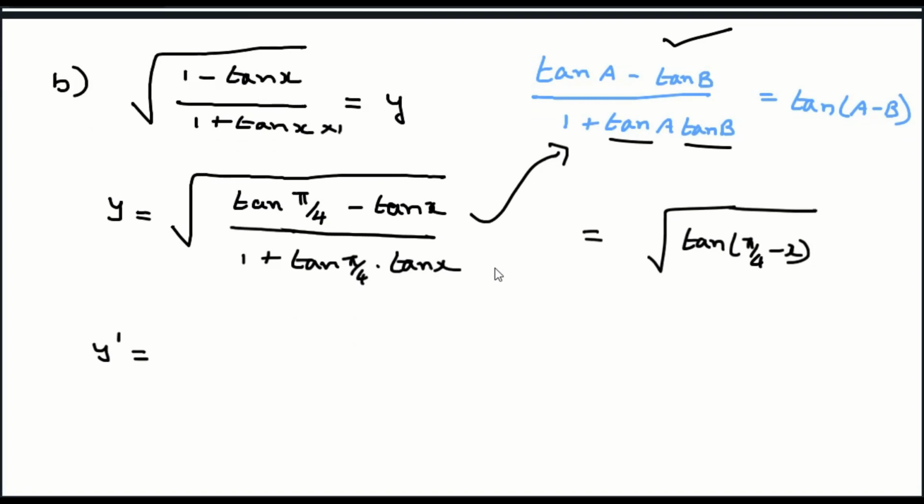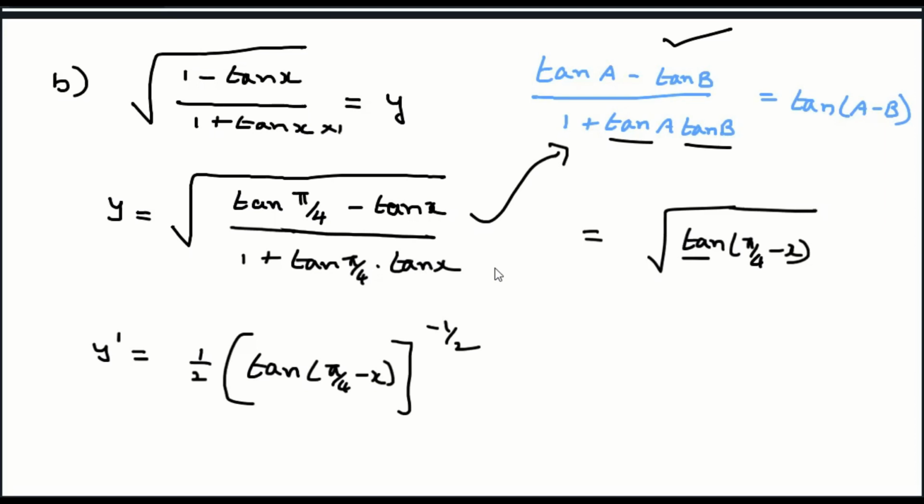Differential of root x is half root x, right? Half into root x, 1 by root x. So this is 1 by 2 into tan of pi by 4 minus x power negative 1. So this becomes minus half. So first I have differentiated the power. Then I have to differentiate the function.